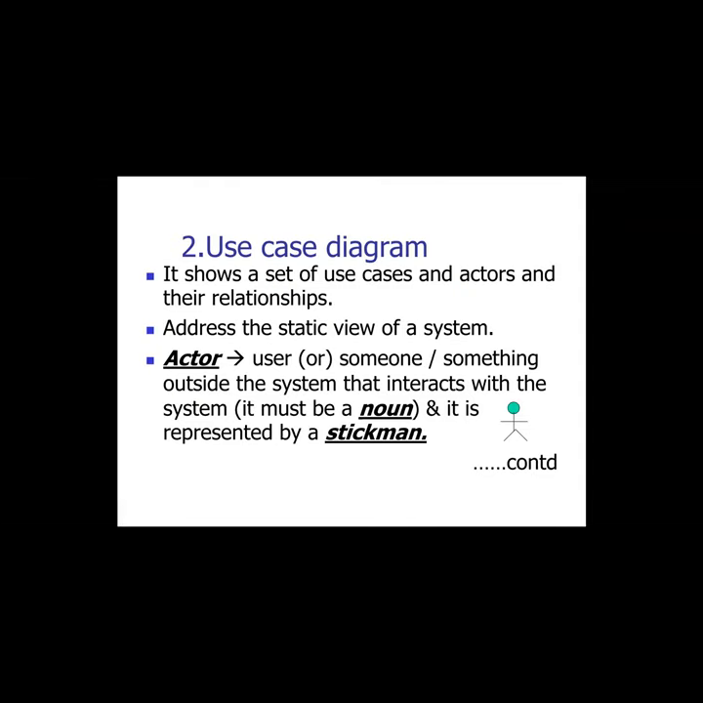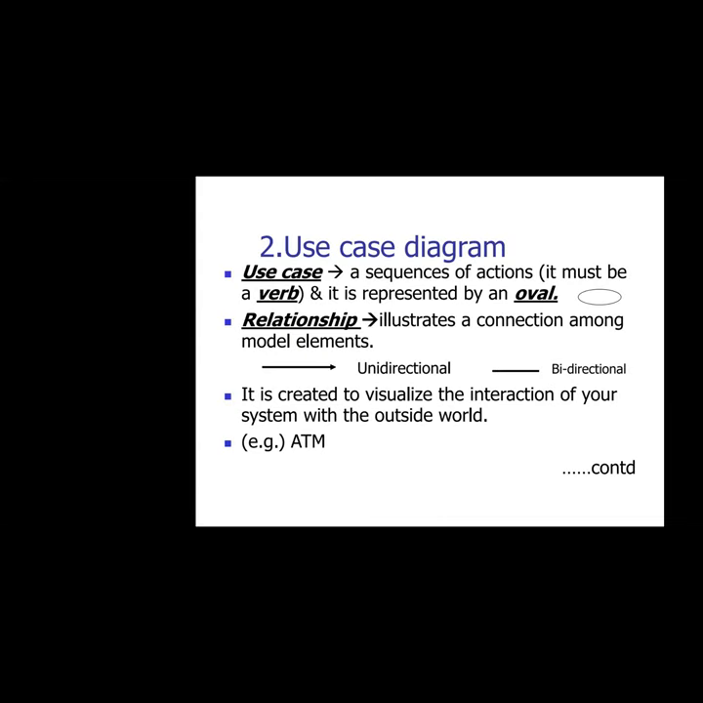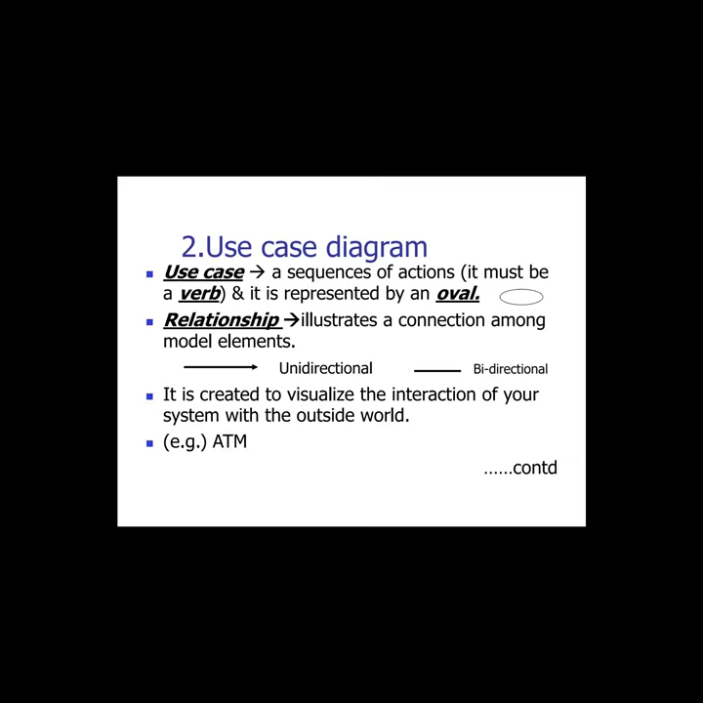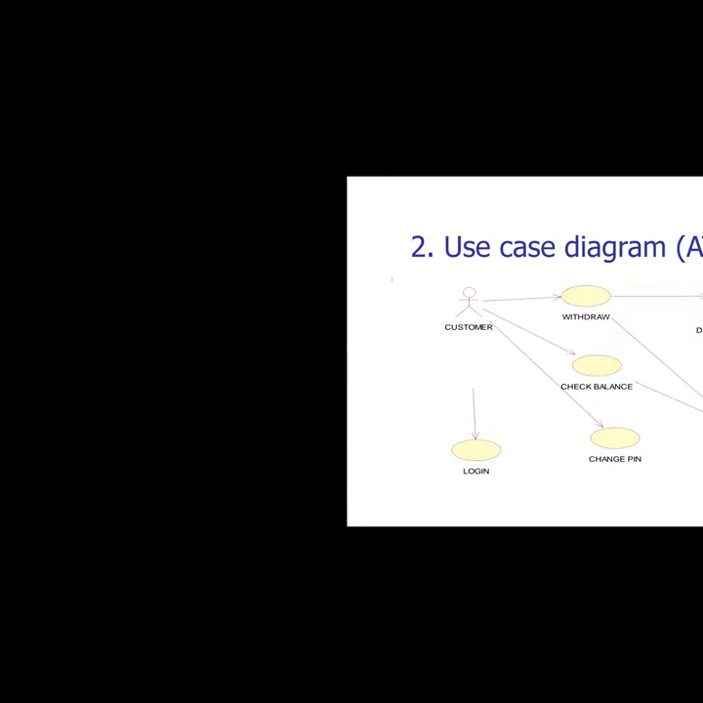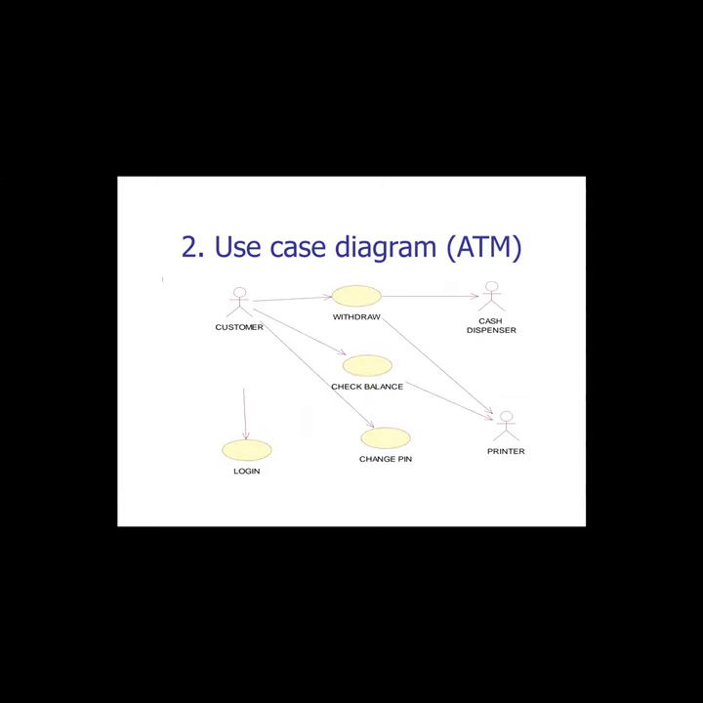And in the use case diagram also, you have to say the definition of a use case diagram, and what the elements involved in the use case diagram are: actor as a stick figure, use cases as an oval symbol, and the relationships as unidirectional or bidirectional. Then you take an example such as an ATM system, and you give the use case diagram for the ATM system.